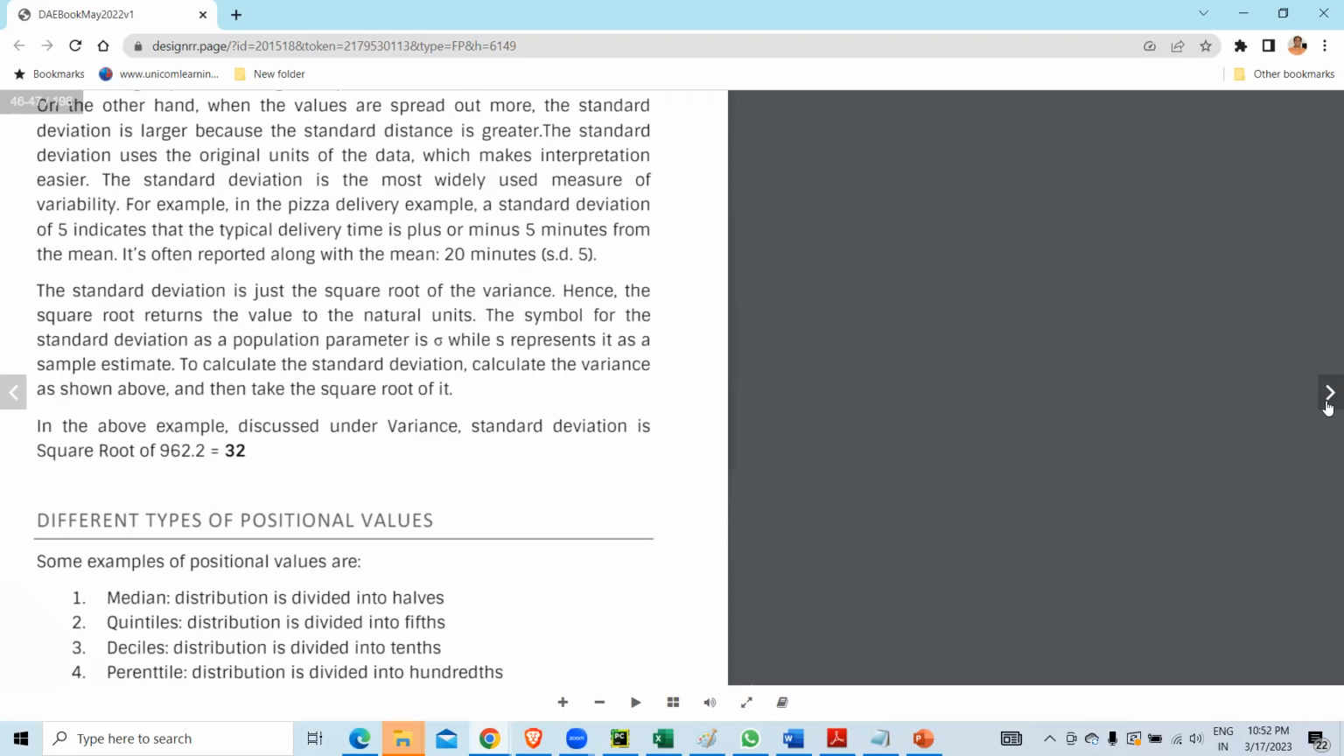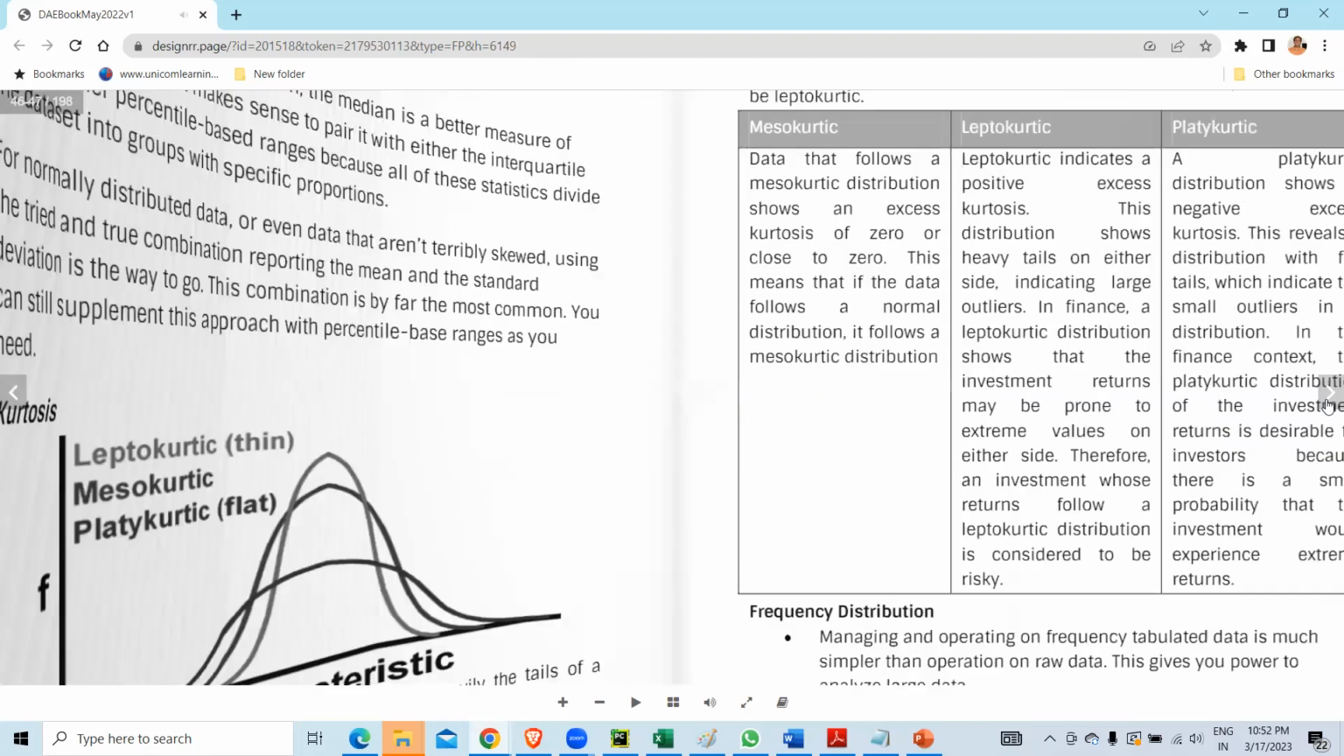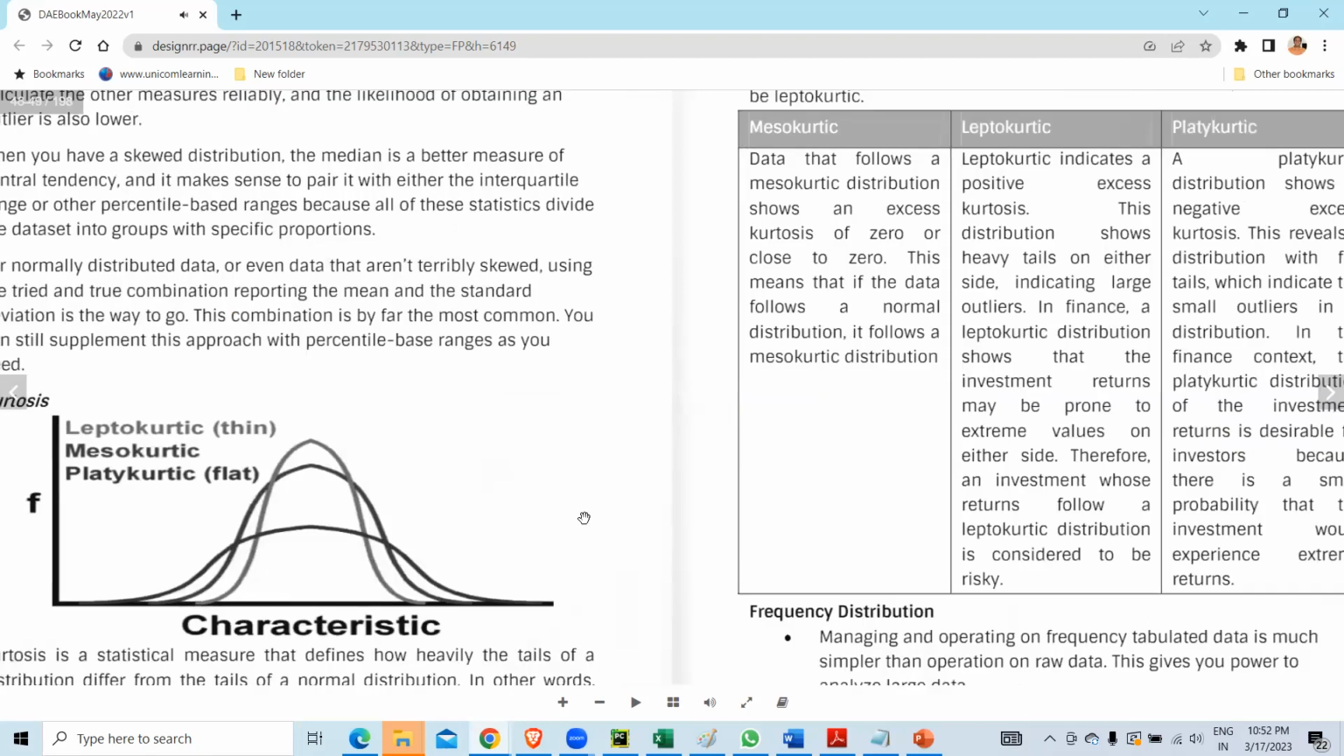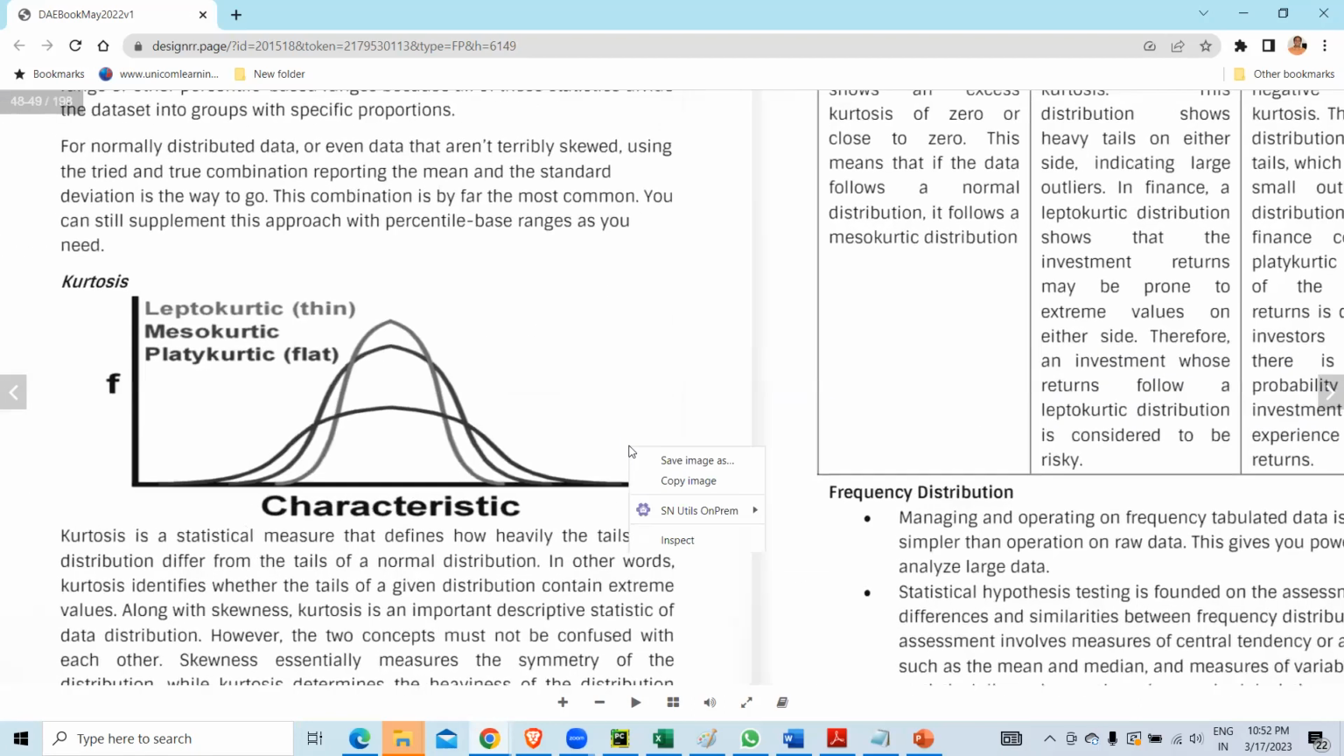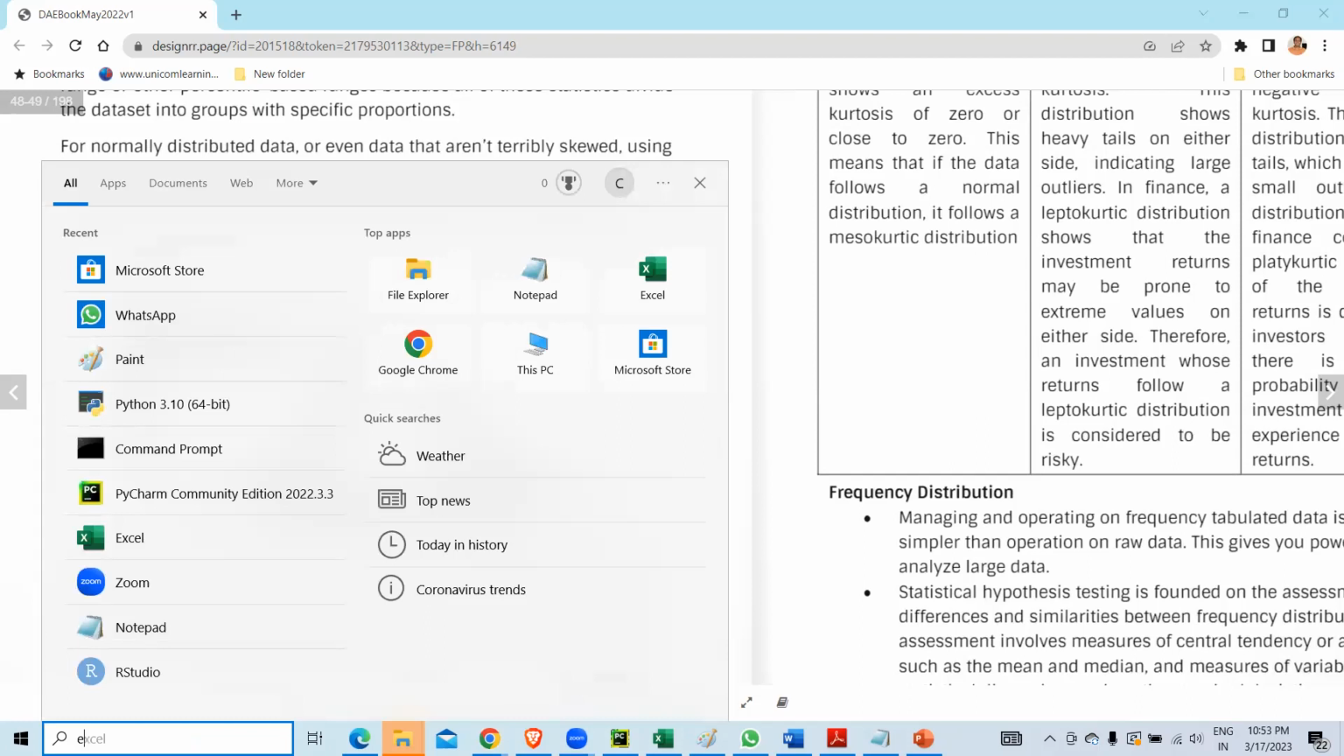Okay, so quickly let's jump over. With those two, we also have something called deviation and variance. Let's look at an example of how to calculate it. I want to show you how to do it so that you will remember it and not forget. I'll open an Excel.